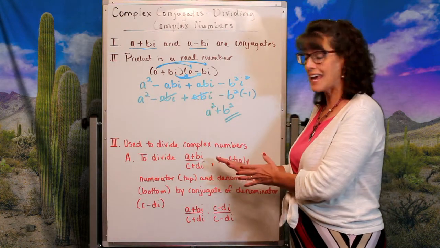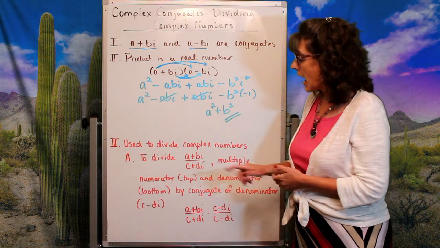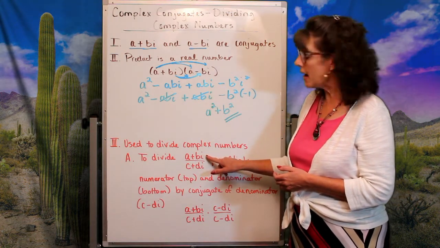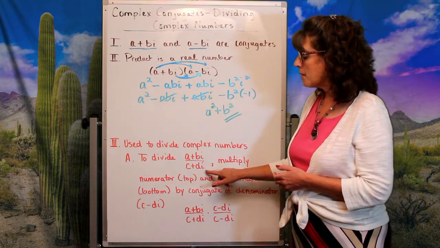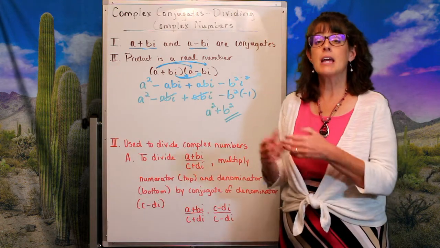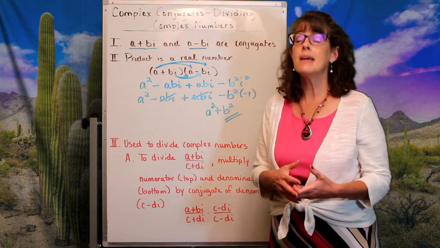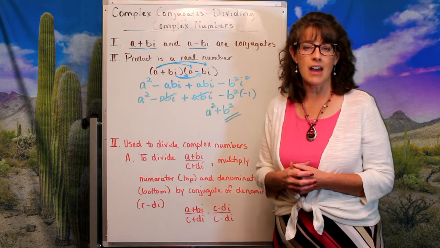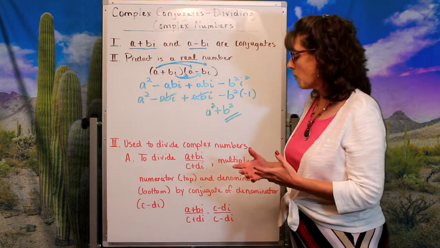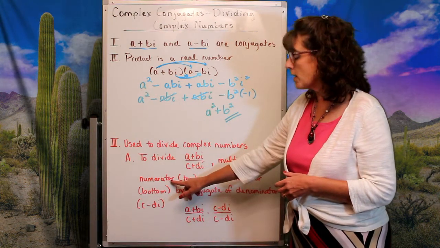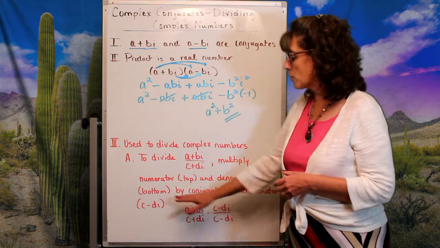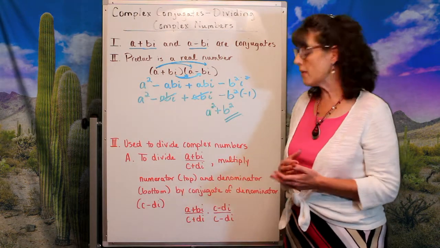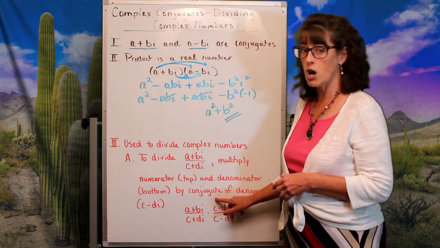So as a technicality, what's happening here is I'm taking my a plus bi and I'm dividing it by c plus di. In order to make that division happen, essentially I have to get the i out of the denominator. So what will happen is I will multiply the numerator, which is the top, and the denominator, which is the bottom, by the conjugate of that denominator.